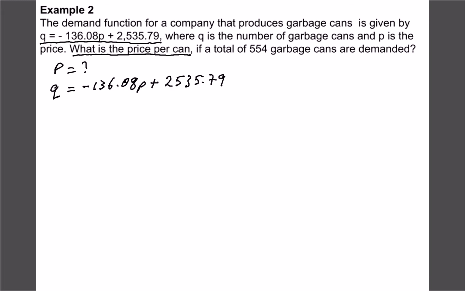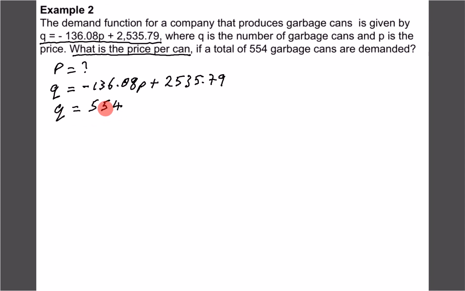So we'll have Q equals negative 136.08p plus 2,535.79. Now we are looking for P. We don't know P, but for you to get P, you must know the value of Q. So we go back to the question and find out if the question gave us the quantity demanded. And of course, it says a total of 554 garbage cans are demanded. So this is our Q. Therefore, we know the value of Q.